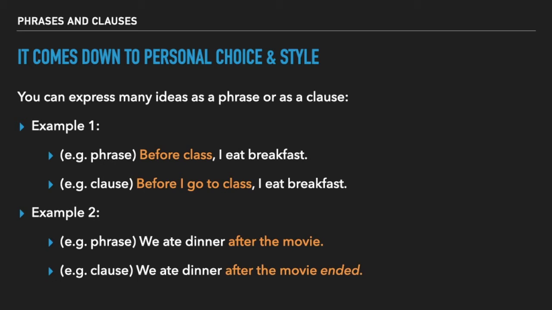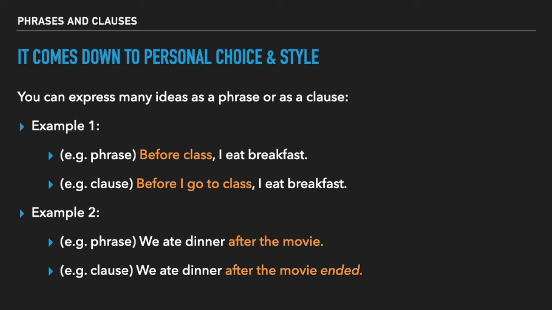All right, so here are some examples. In the first example, we're going to see the same idea expressed as both a phrase and a clause. The first example shows, "Before class, I ate breakfast." The prepositional phrase is "before class." Notice whenever you have a phrase or clause at the beginning of a sentence, you will always see it accompanied by a comma directly after. In the next example, we see the same idea represented as a clause, meaning it has a subject and a verb. It says, "Before I go to class, I eat breakfast." In that clause, I is the subject and go is the verb.